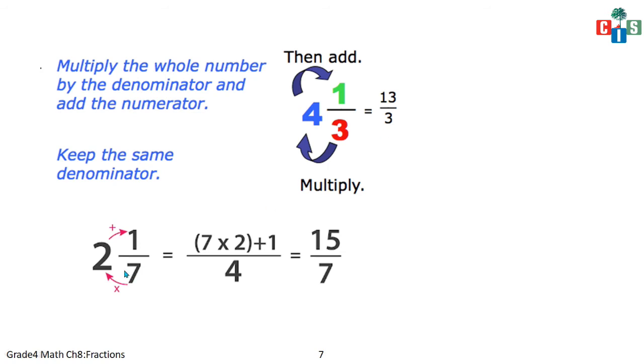See the other example, 2 1/7. So 7 is to be multiplied by 2. 7 2s are 14, and then the answer is to be added to 1, that is 15. So you will get 15. And here it's 7, it's not 4, it's 7 here. It's a printing error. Okay, it's 7 here. So you will get 15 by 7.